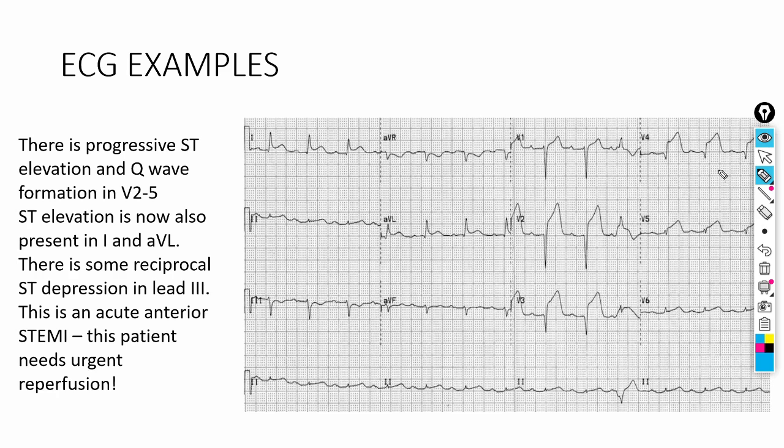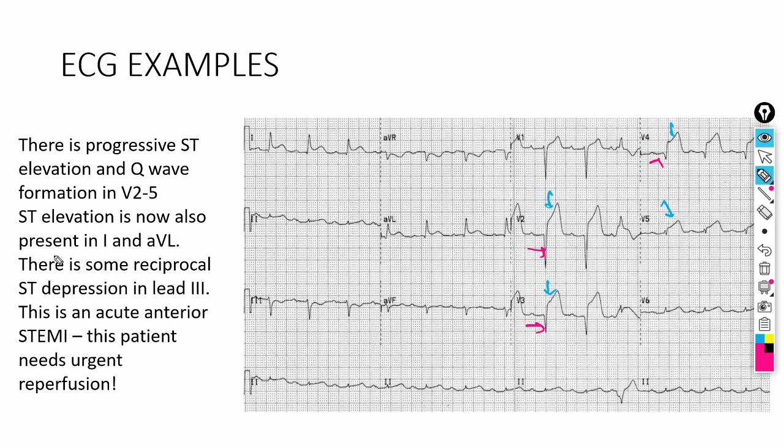Now let's have a look at an example. In this ECG, there is a progressive ST elevation and Q wave formation in leads V2 to V5. This is the ST segment elevation, and there is initial negative deflection, which is a Q wave more than 2 mm in depth. This is a pathological Q wave.